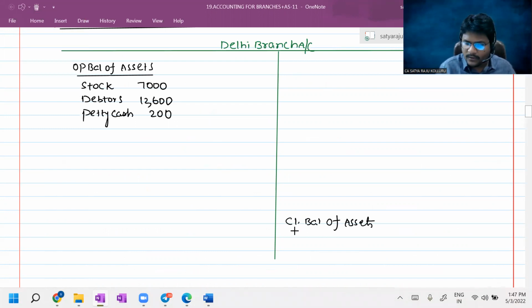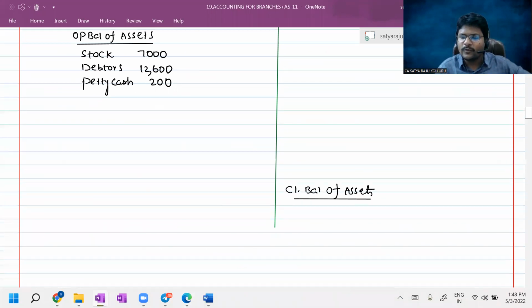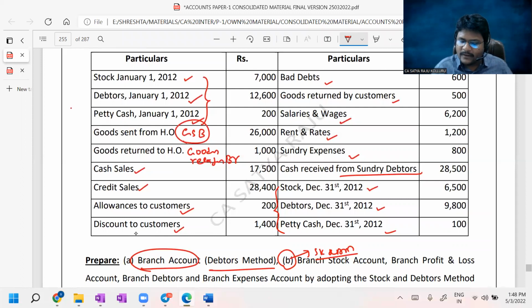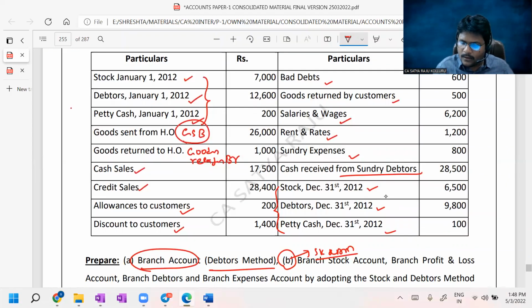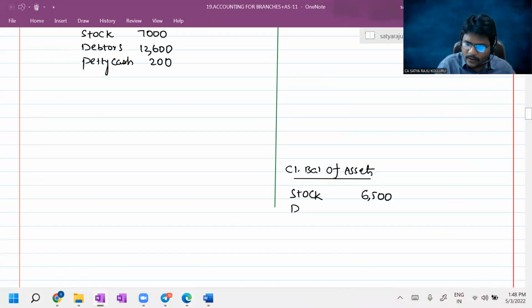Am I right? You know that fact, right? Asset should be shown as a debit balance and liability should be shown as a credit balance. So closing balance of assets: stock given at 6,500. Debtors given at 9,800.